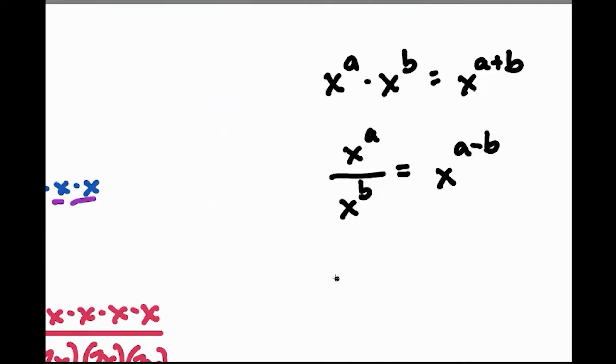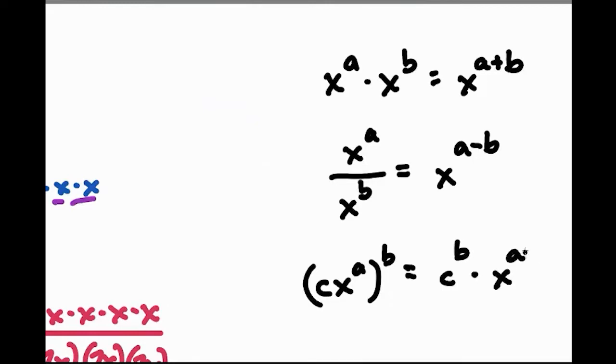The next rule is if you had something like c times x to the a, and you're raising this all to the b power, it's the same thing as c to the b times x to the ab. So this time you multiply. There's a c to the first here essentially, and b times 1 is b, a times b is that one. So these are the 3 rules basically so far that we have. There's a couple more, but they're really basic.